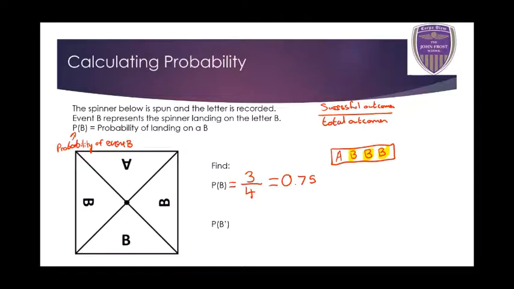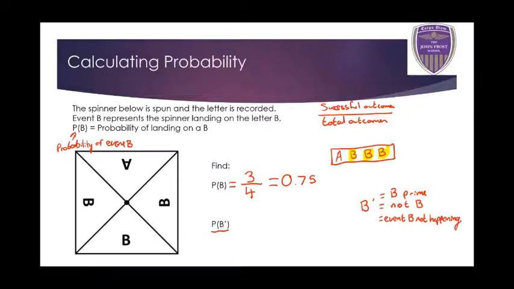Now, this notation here, you may not have seen this before: B apostrophe, or B dash. This B dash is known as B prime, which is also known as not B, which is also known as event B not happening.